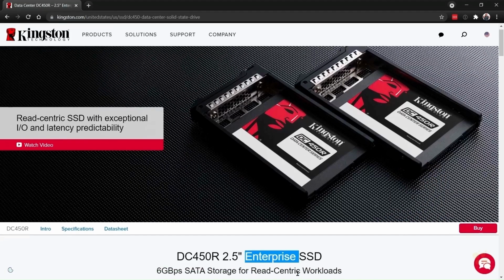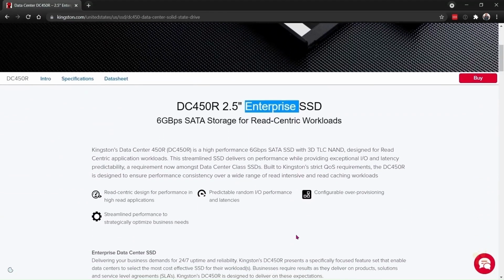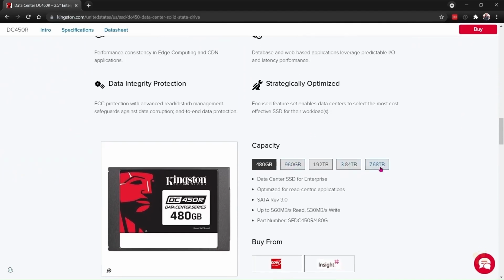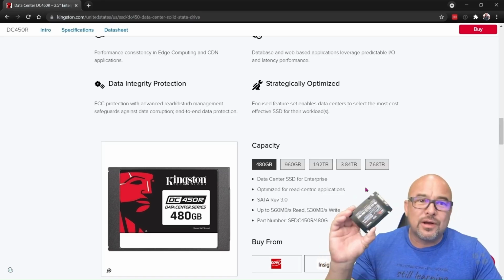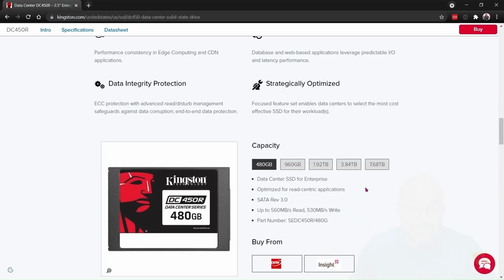But because of the word Enterprise there, that's a giveaway that it's probably something that would be used in a server room. As I scroll down here, we can see that this is going to be much, much larger. Look, you can get up to 7.68 terabytes on that thing. And the form factor is going to be the same that I showed you earlier with this thing. Well, this is only 500 gigabytes, but this form factor is going to be exactly the same as that.